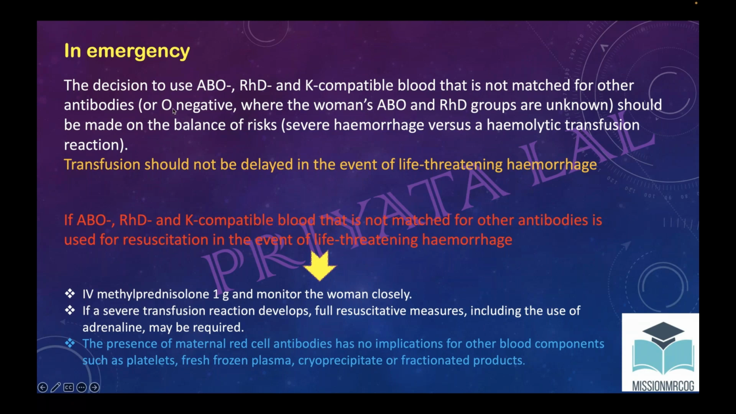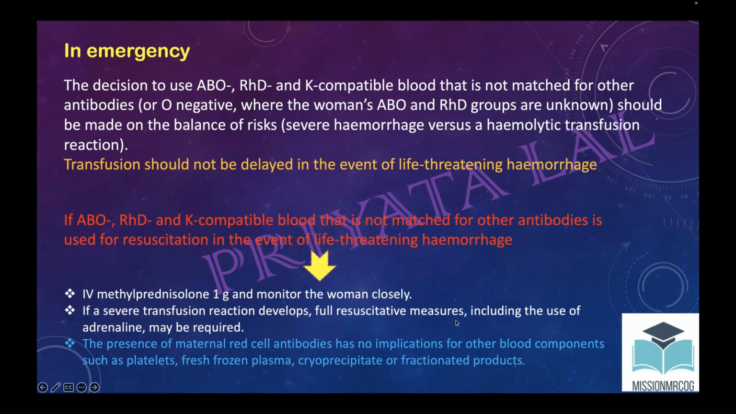Transfusion should not be delayed if life threatening hemorrhage is there. But if ABO RhD K compatible blood is not matched and other blood has been used, then this should be done: IV methylprednisolone 1 gram, and the patient has to be monitored because there could be possibility of transfusion reactions. IV methylprednisolone 1 gram and monitoring closely. If the patient develops severe reaction, then the patient will require full resuscitative measures, including use of adrenaline.